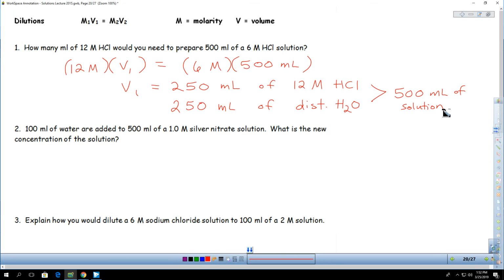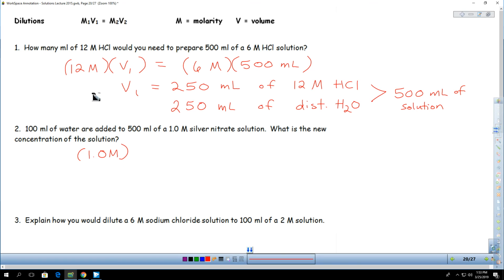And we can flip this around a couple of ways. We can solve for a volume, or we can solve for a new molarity, like in number 2. 100 milliliters of water are added to 500 milliliters of a 1 molar silver nitrate solution. What is the new concentration? Okay, so M1V1, that's my initial solution. Initially, I had a 1 molar silver nitrate solution, so let me plug that in, 1 molar.